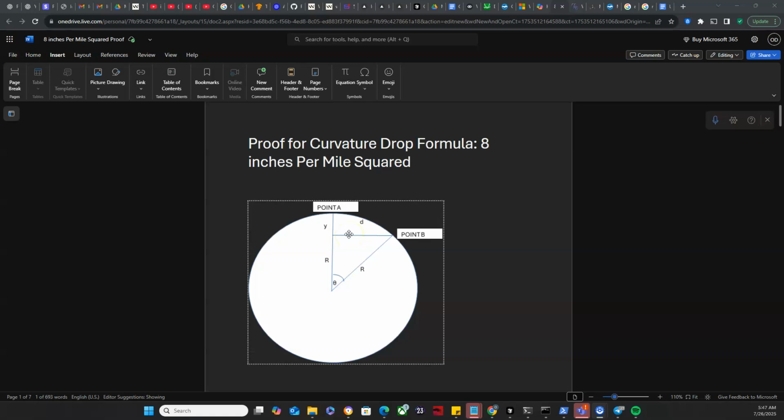Now the way we will go about trying to prove the formula is that we will try to find a direct relationship between y, which is the curvature drop, and the distance moved away from the starting point A, which is d. So we are trying to find the relationship between y and d essentially. Moving on.